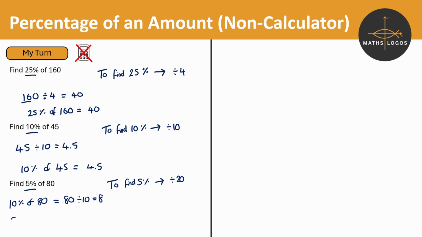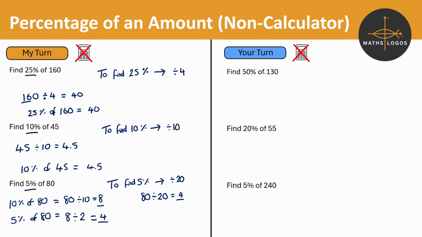And then therefore it follows that 5% of 80 is going to be half of 10%. Well, 10% of 80 was 8. So 5% of 80 must be half of 8. 8 divided by 2, which is 4. So 5% of 80 is 4. And of course, that would also work if we had divided by 20. So to find 5%, we divide by 20. If we'd done 80 divided by 20, that also gives us a value of 4.